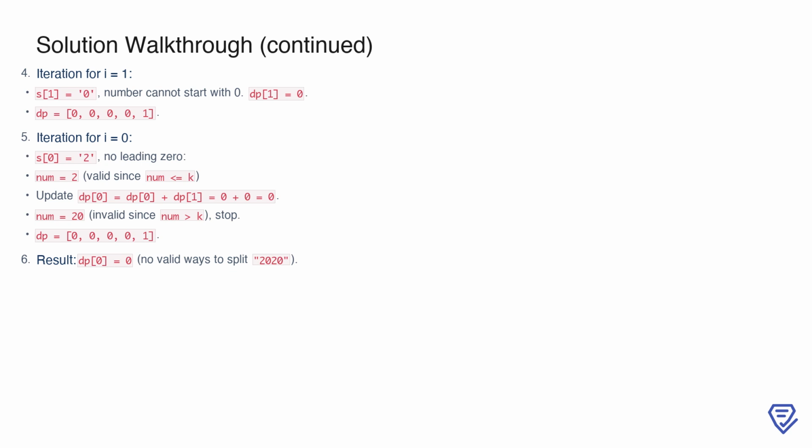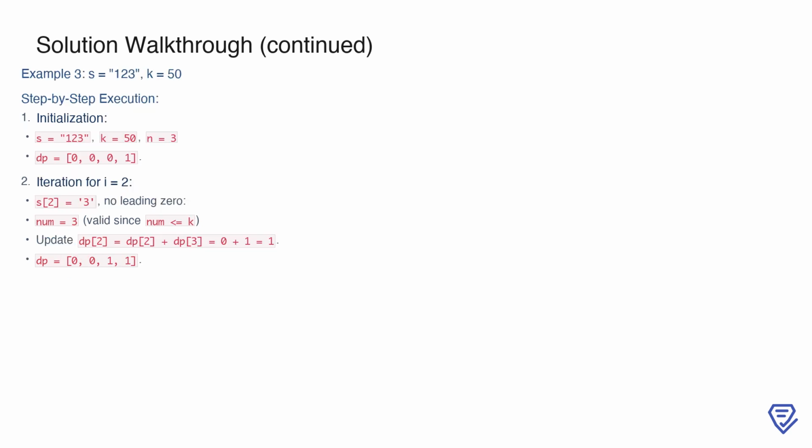The final dp array is 0, 0, 0, 0, 1, and dp[0] equals 0, meaning there are no valid ways to split 2020 into integers that satisfy the conditions. In this third example, we analyze the string 123 with k equals 50. The initial dp array is 0, 0, 0, 1.